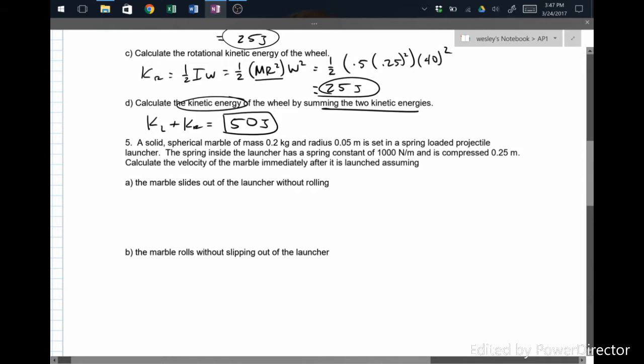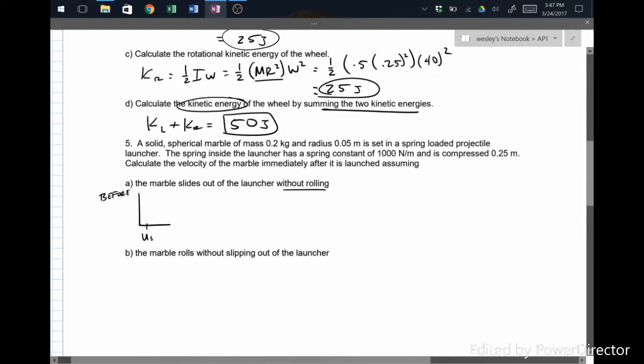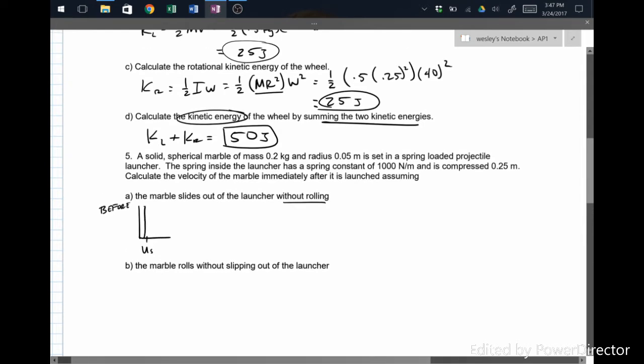So number 5, we have a solid spherical marble. It's in a projectile launcher. And this is the spring constant. We're going to compress it and we're going to fire it out. So if it's not rolling, here's what we're going to look at. We're going to look at an energy diagram of what's going on. This is before we fire. If that's the case, before we fire, all the energy we have is spring potential energy. And then we're going to look at the energy after.